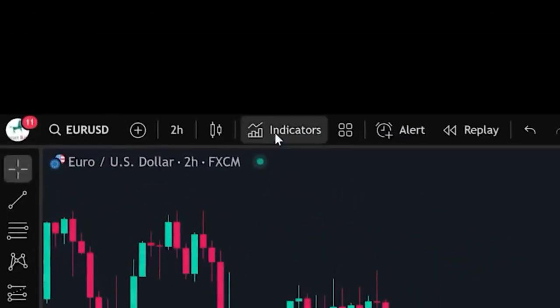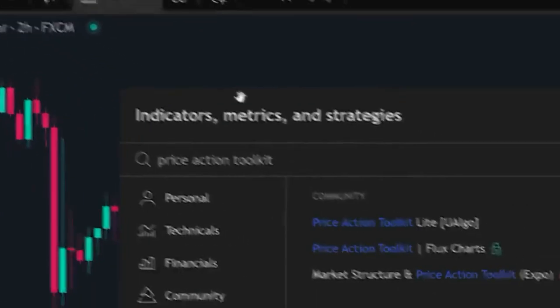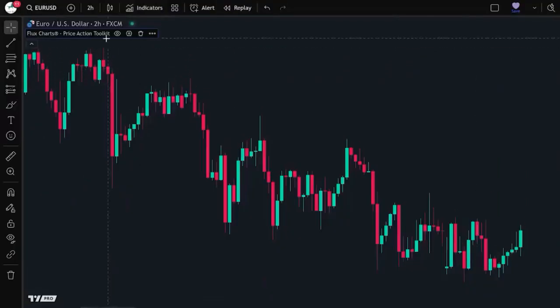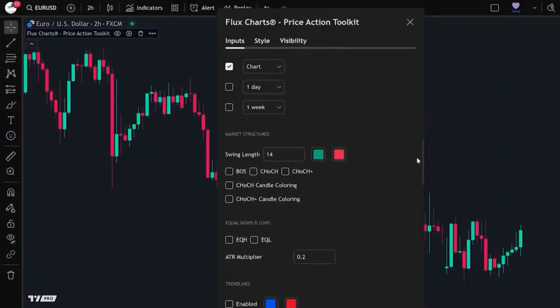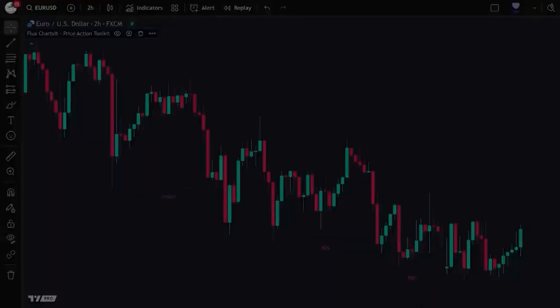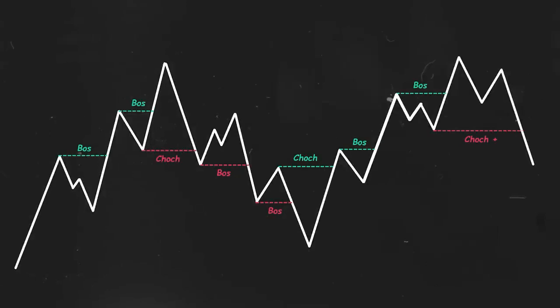From the Indicators tab, type Price Action Toolkit and click on the indicator provided by Flux Charts. When you open the Settings tab, you will see many options to apply to the chart. But for now, let's mark the BOS, CHoCH, and CHoCH Plus in the Market Structure section. These are the basic elements of the market structure framework. Here, we have the basic diagram showing the market structure labels within the indicator.